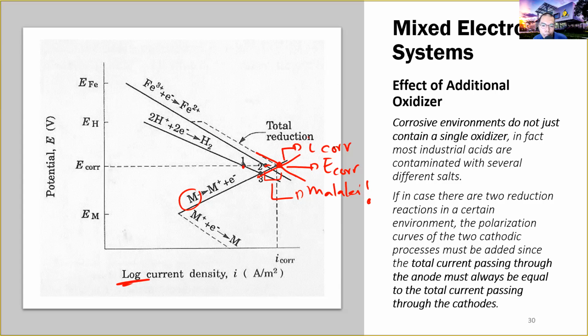So yan. So to get the corrosion rate in a coupled system, we need to add the polarization curves of our oxidants and our reductants. Tama. And get the intersection of the total of those. So ito, this one. Clear ba to? Before I proceed to something a bit more difficult.